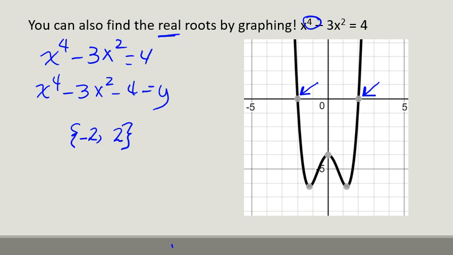All right, so today we looked a little bit at how to solve polynomial equations. We'll look at it a little more in the next lesson.